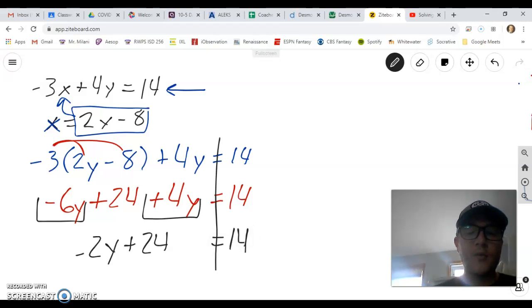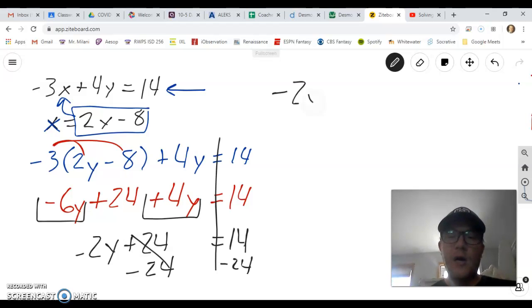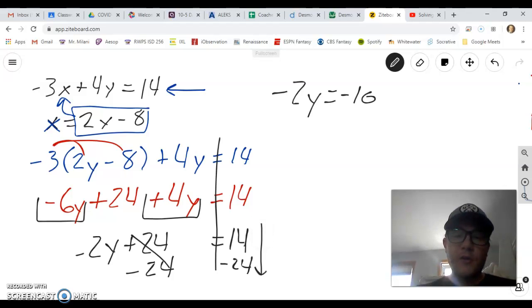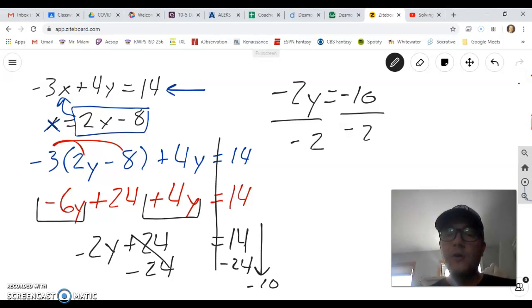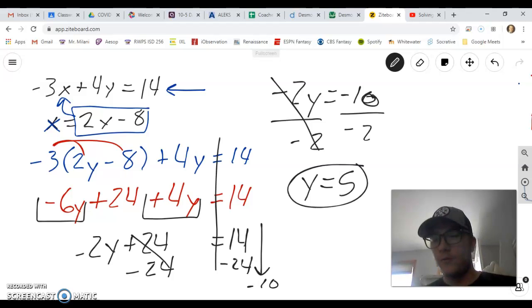Now you guys can probably see where we're going to go next. The next step is to subtract 24 from both sides. That's gone. We've now got negative 2y equals negative 10. This 14 minus 24 is negative 10. And the last step, divide by negative 2. That's a negative 10, and that's going to cross out to now leave us with y equals a positive 5. Okay, y equals a positive 5.